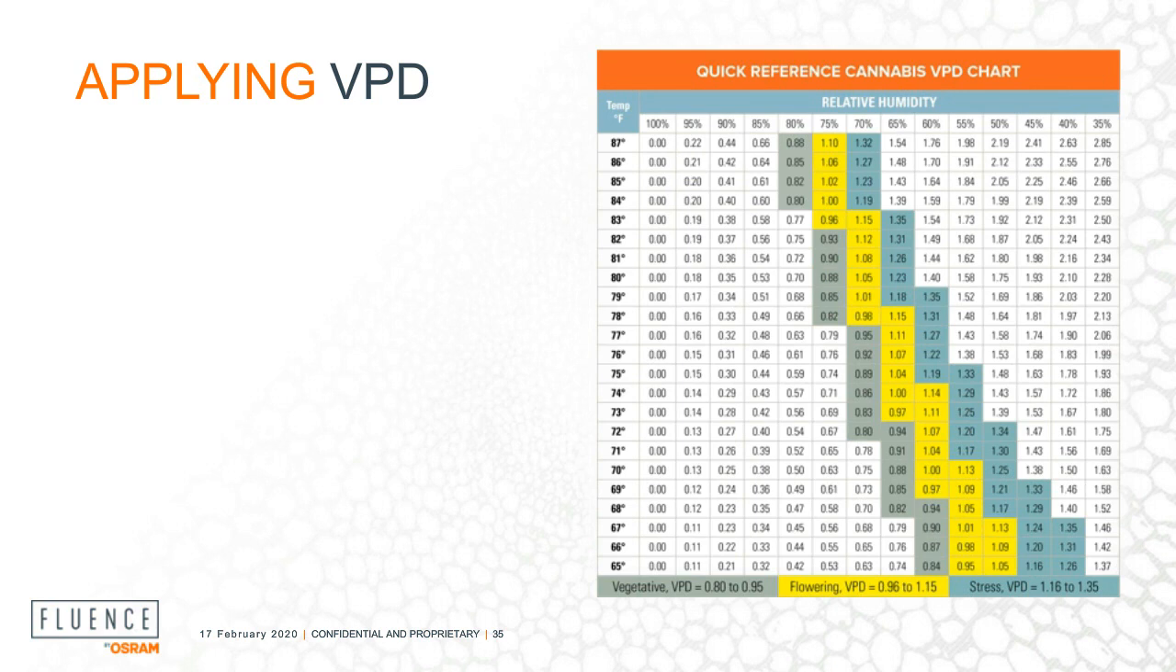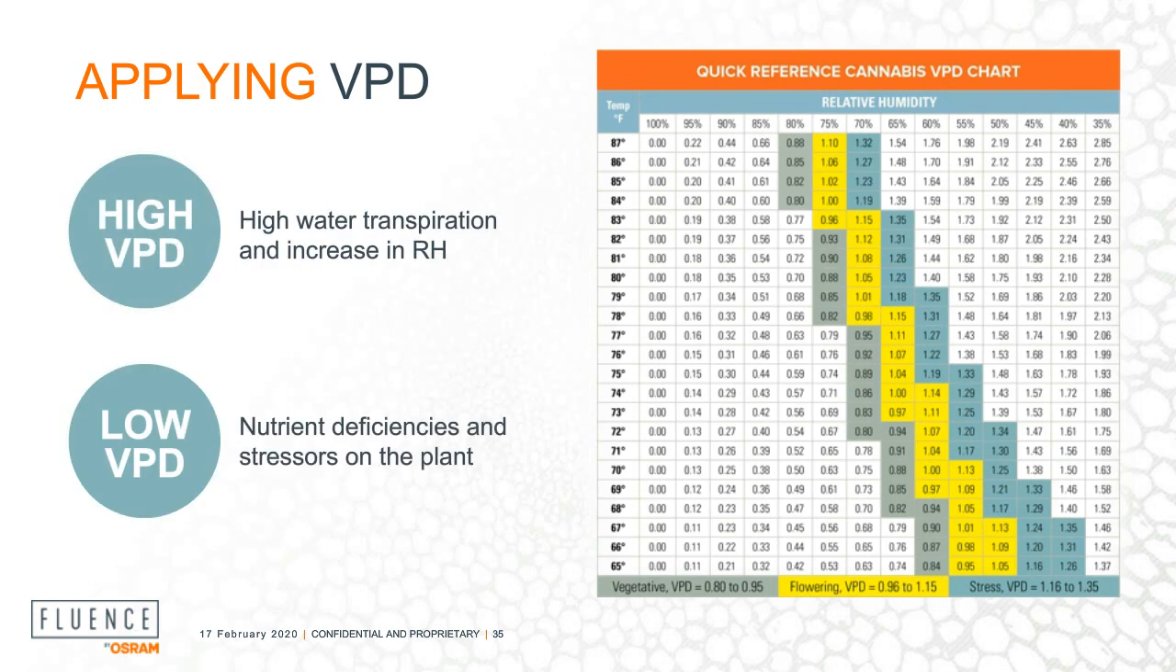When applying VPD to the grow environment, it's good to understand that if you're too high or too low, you can see some detrimental effects on the plant, such as high water transpiration and an increase in relative humidity, or nutrient deficiencies and stresses on the plant. This guide can be found in our cannabis cultivation guide that'll be out to the public next month. Here are some of the humidity ranges that are typical for cannabis, and most growers are going to want to work with their HVAC provider or the environmental systems provider in this range, as well as in the temperature range, to lock down the VPDs that they need to manage their environment.